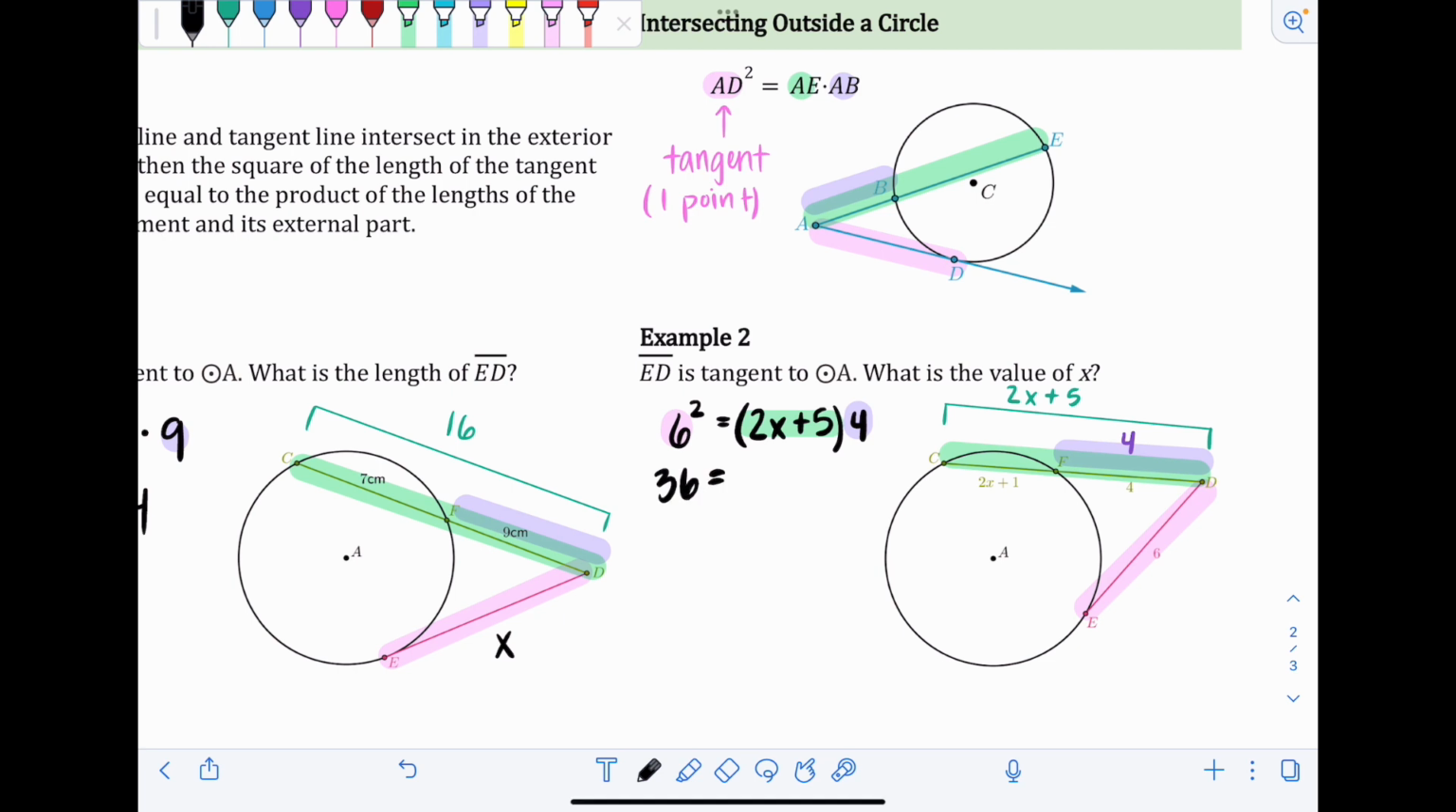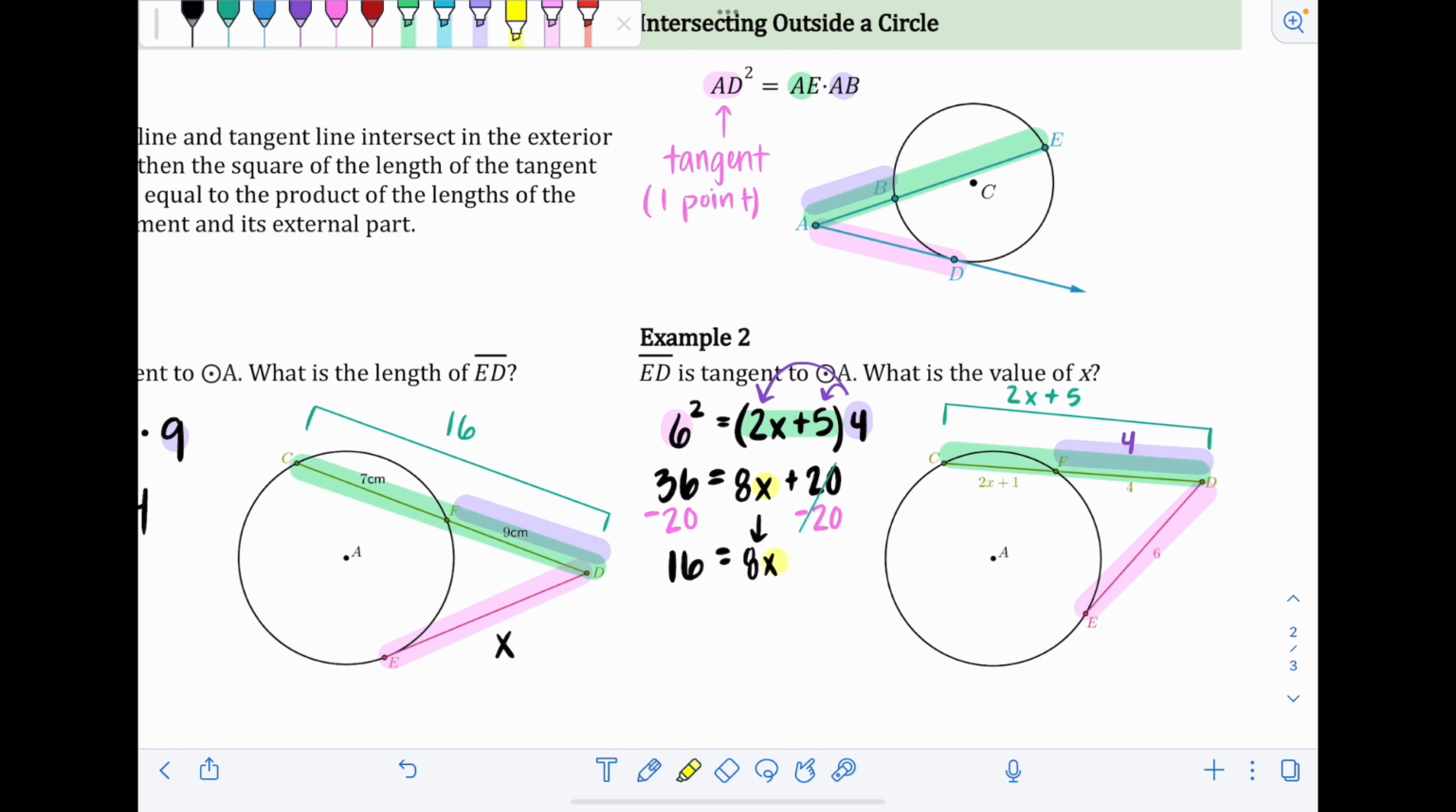And then I'm going to distribute the 4 backwards. So we'll do 4 times 2x is 8x, and then 4 times 5 is 20, so plus 20. And then I just have the one term that has x now, so that means I want to start to isolate it. So I want to cancel out the things that are being done to that x. So I'm going to cancel out the plus 20 by subtracting 20 from both sides. So 36 minus 20 is 16. And then we bring down the 8x, and then 20 minus 20 cancels out.